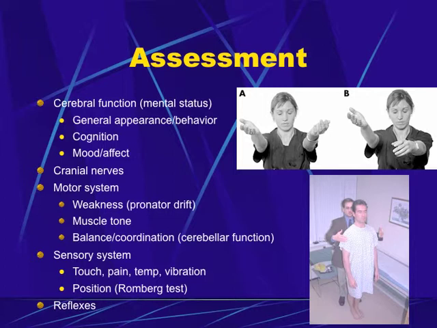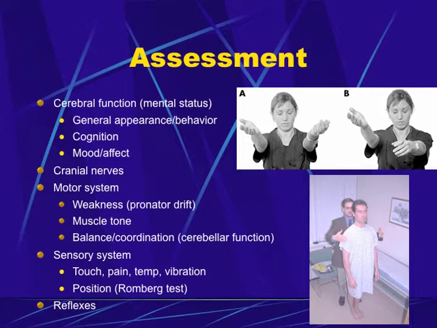A lot of times people don't know that their balance is off, but then when you have them do this, they get real wobbly. So this is a very good test to do. If it's a positive Romberg's test, that means they are a fall risk, and you need to be able to apply that.